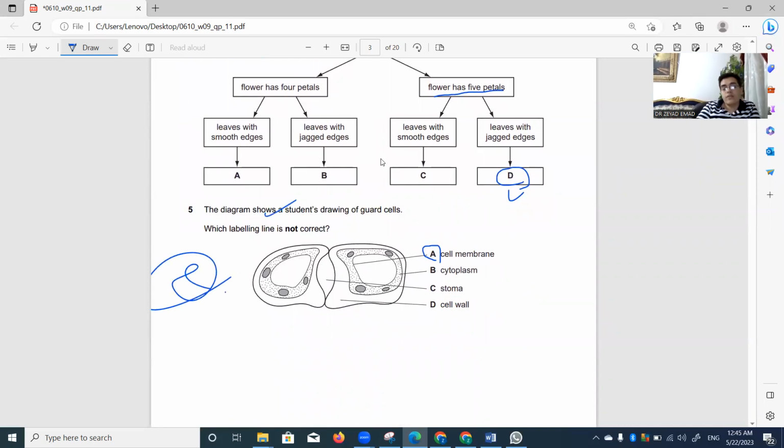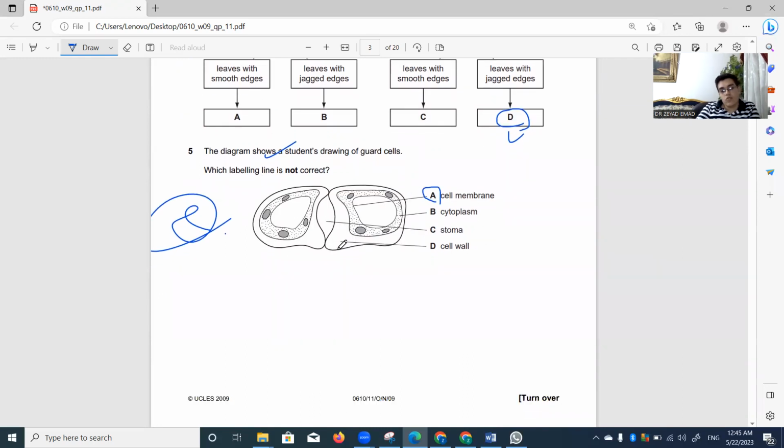The diagram shows a student drawing of guard cells. Which labeling line is not correct? As we all know, this is a cell wall, cell membrane, cytoplasm, chloroplast, and vacuole. So A is not the cell membrane. A is a vacuole.